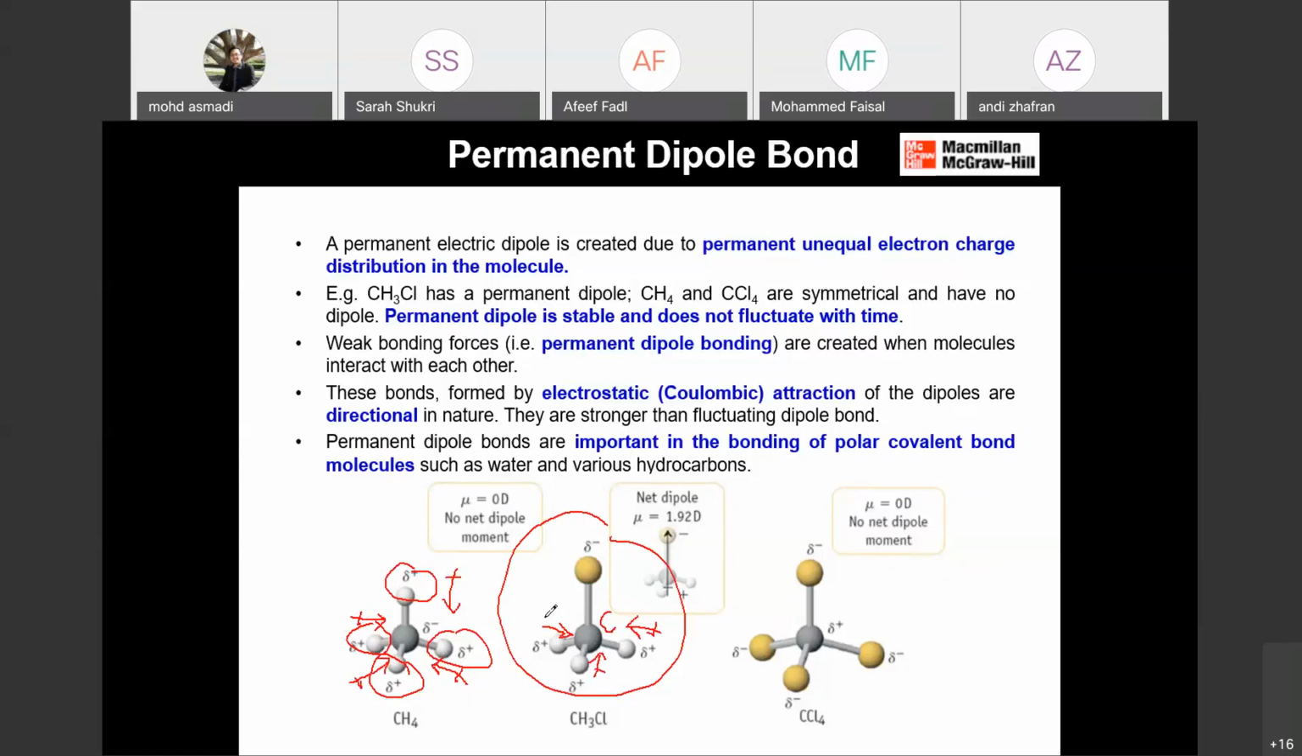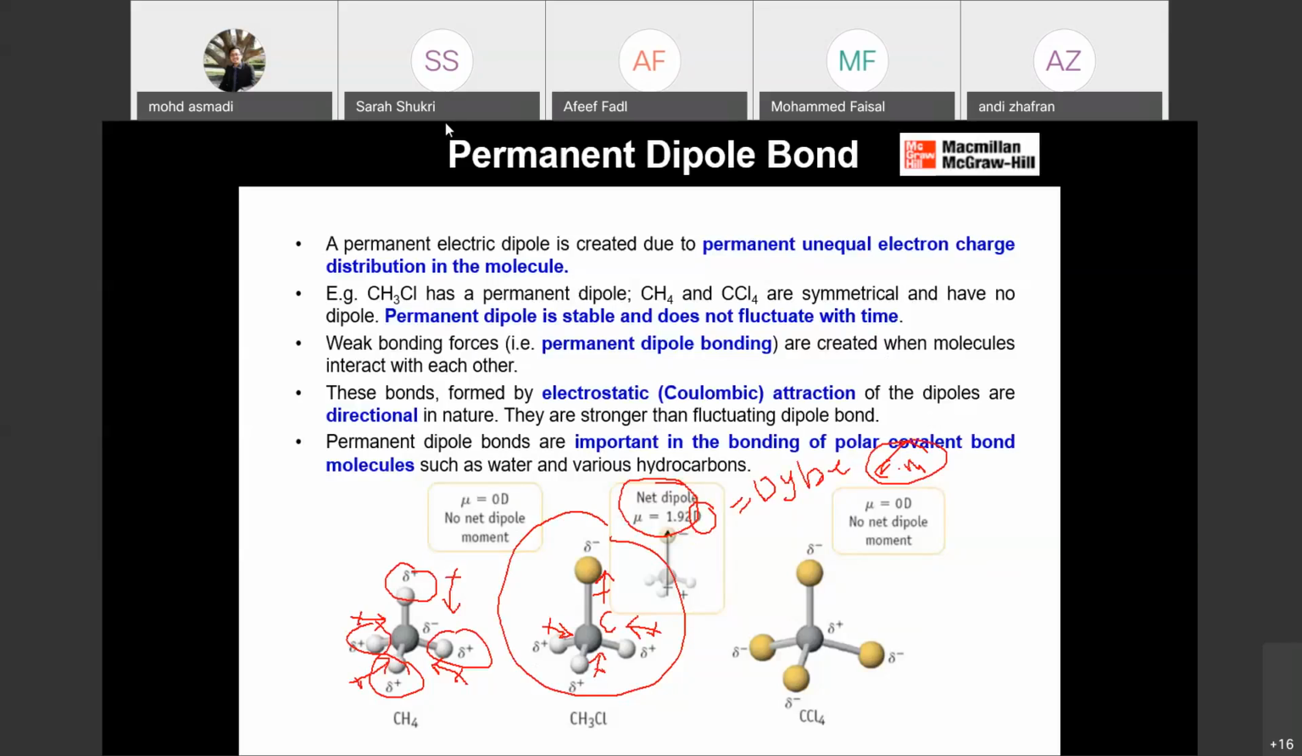Hydrogen and carbon are less electronegative, but Cl is more electronegative toward its direction. That's why there is a net dipole moment of 1.2. D is the symbol of our debye, and the SI unit is the coulomb meter, or coulomb per meter. This one is the SI unit.